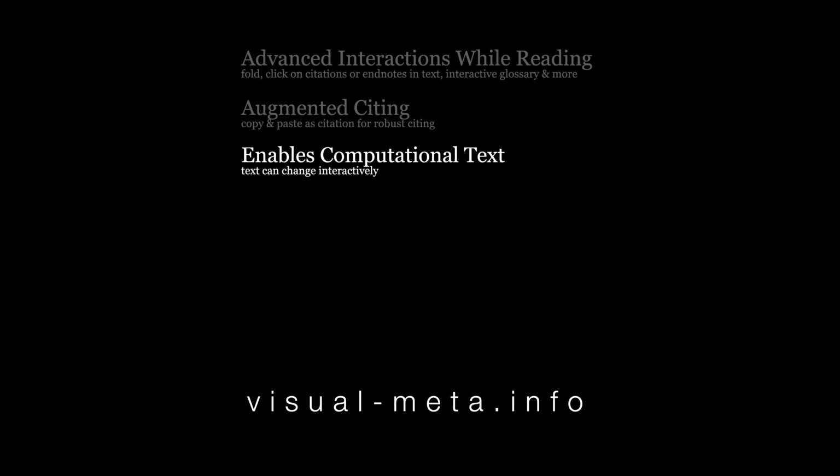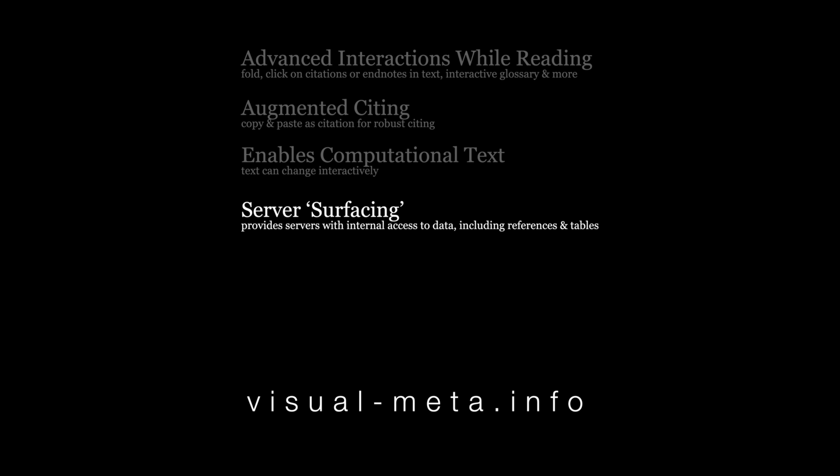It enables computational text to use Visual-Meta. For instance, you can have an equation, maths, in the document. Because the Visual-Meta refers to where it is, it can allow the reader software to make it interactive. It could also, as well as surfacing to the reader software, surface to servers, including things like if there is a graph inside, it can say what the XY axis actually means and so on.